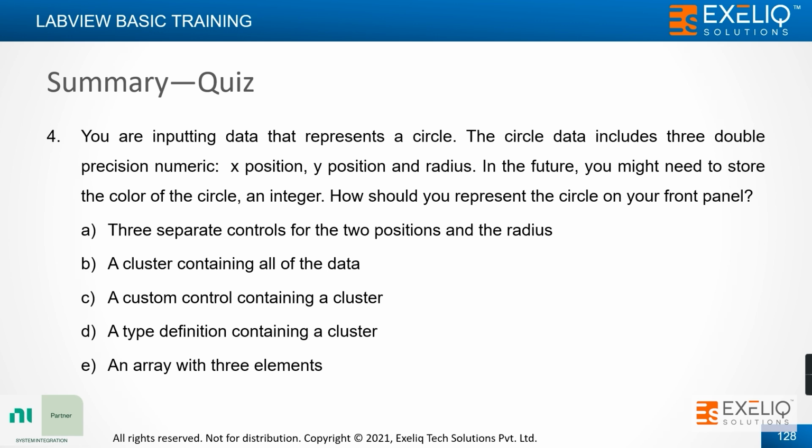So they're asking, we have to represent one circle. It is having 3 values, X position, Y position, and radius. And in future, we might need to add another value of the circle, which is color, and it has the data type of integer. So how should we represent the circle on our front panel? Our options are 3 separate controls for 2 position and radius, a cluster containing all the data, third is a custom control containing a cluster, fourth is a type definition containing a cluster, fifth is an array with 3 elements. Let us quickly pause the video for a minute and try to get the right answer.